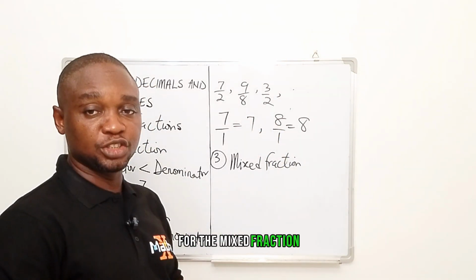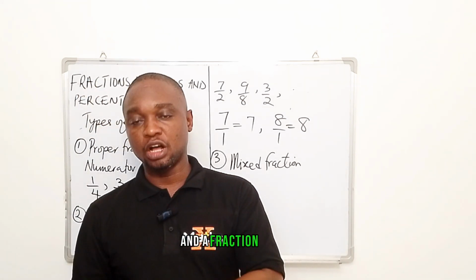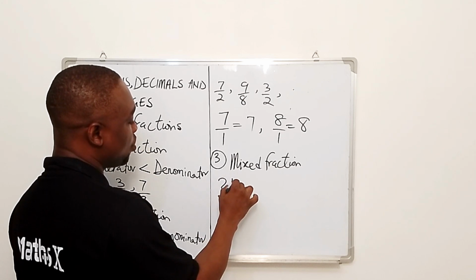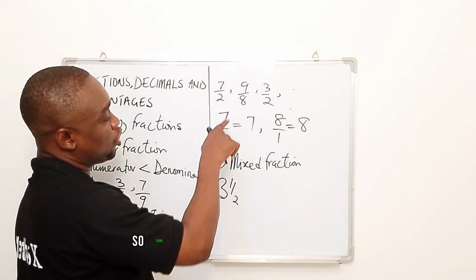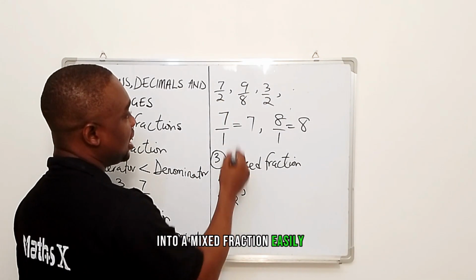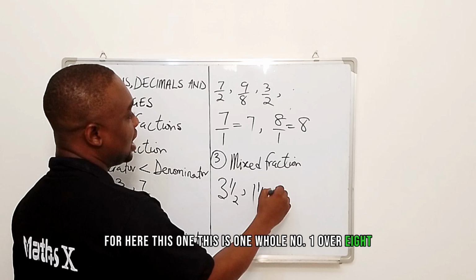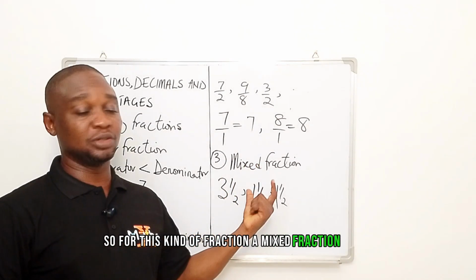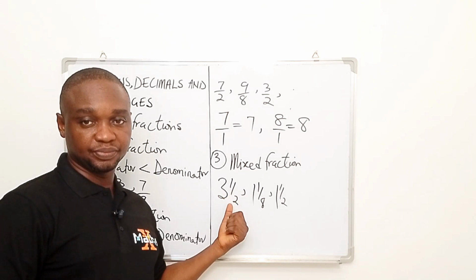For the mixed fraction, this kind of fraction has a whole number and a fractional part. So we are talking about numbers like 3 whole number 1 over 2, which is gotten from here. So your improper fraction can be turned into a mixed fraction easily. For here, this is 1 whole number 1 over 8, and also 1 whole number 1 over 2. So for this kind of fraction, a mixed fraction, it has a whole number part and a fractional part.